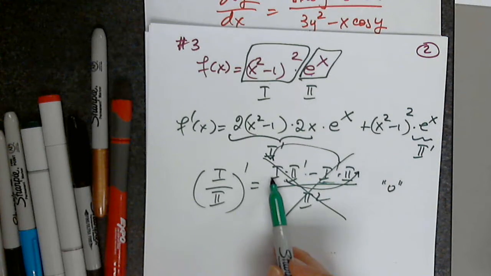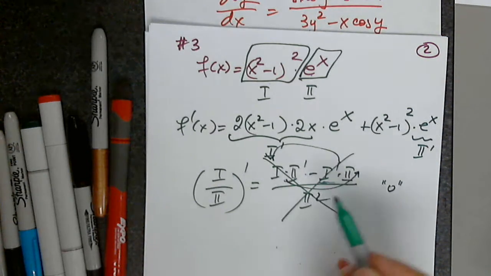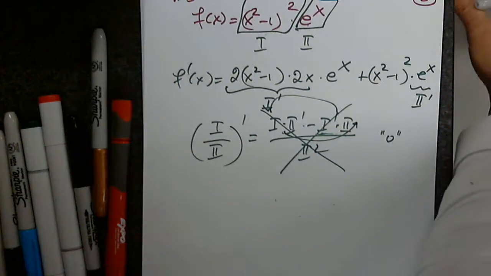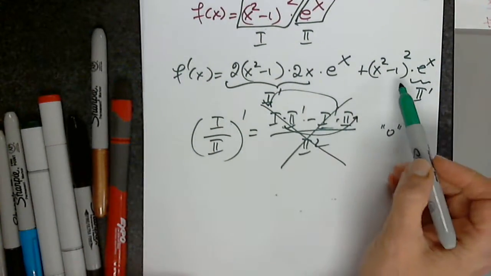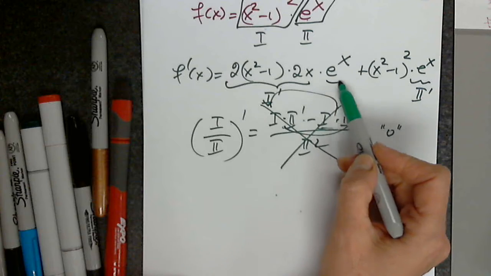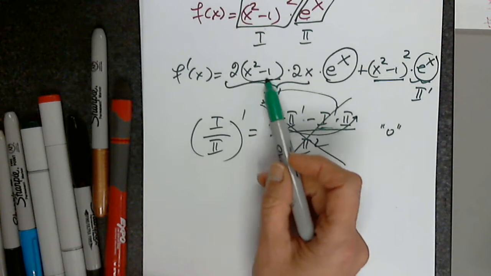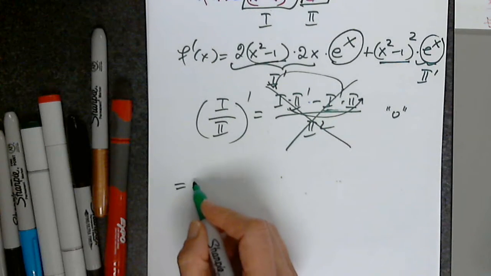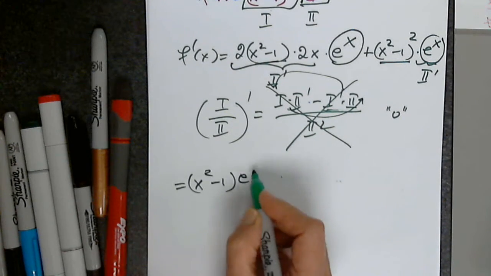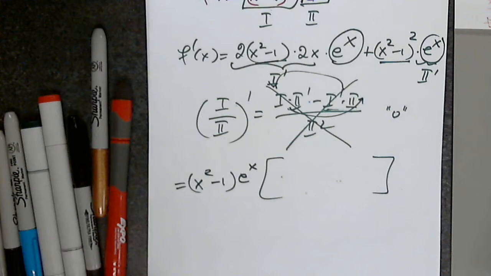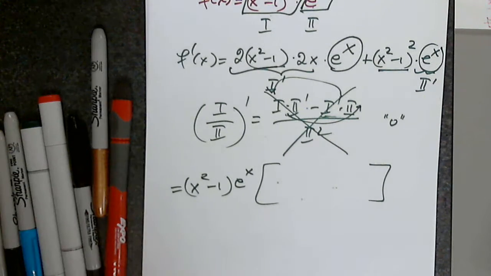And this has to be positive, and this has to be negative. Okay, so I'm coming back to problem 3. What I did here, I factored out e to the x, and I factored out one of these two, right? So I have (x squared minus 1) e to the x. That's my factored common factor.